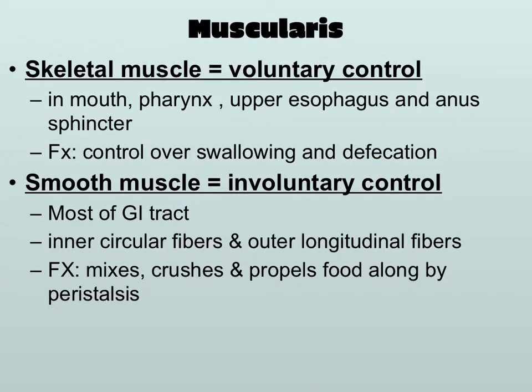Moving one more layer out, we hit the muscularis layer, which is exactly what it sounds like. It is muscle. Now, there are two types of muscle involved in the GI tract. Skeletal muscle is what we're familiar with, voluntary control. And this is where we have the opportunity to actually control a portion of our digestion. This is really just going to occur for us in the mouth, where we voluntarily ingest food and chew it around, and then we have a little bit of control over swallowing.